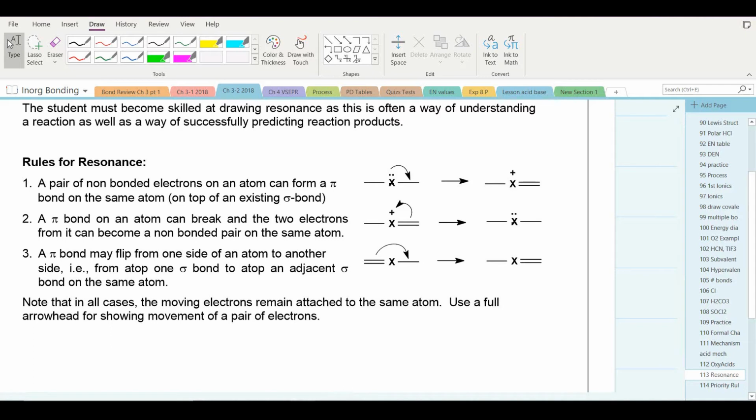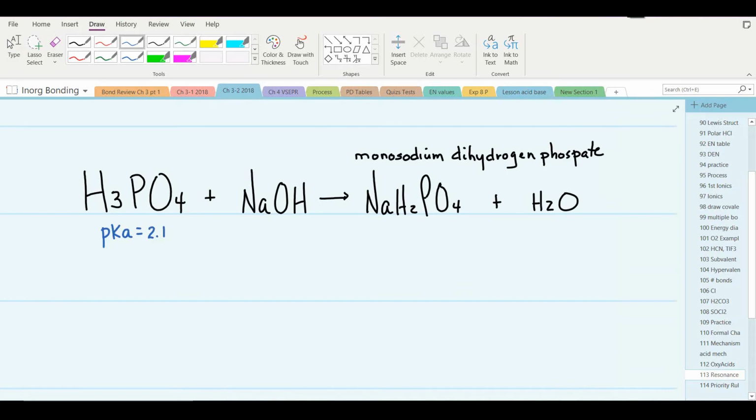Let's get some more practice. Let's draw the neutralization reaction of phosphoric acid with sodium hydroxide. It's a triprotic acid. It'll give us lots to work with, and we can draw resonance structures along the way, calculate pKa's and pKb's. We can talk about conjugate acid-base pairs as well. So get yourself a pencil and paper and buckle up.